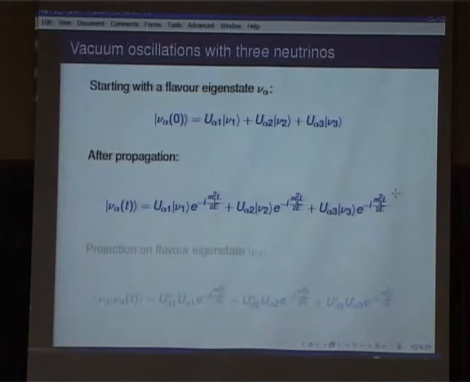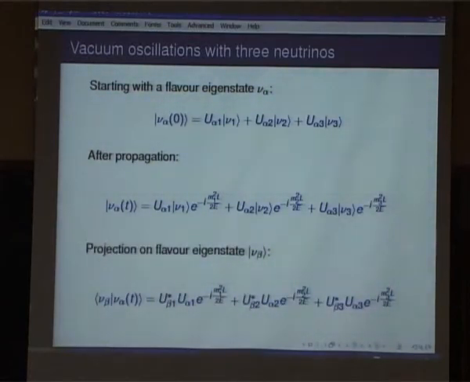Very straightforward. Now, we want to figure out after time t how much of this state has become some flavor state beta. So it's like we started with nu mu, propagated, and are trying to see how much of that has now become nu tau. Beta can be equal to alpha or not equal, it doesn't matter. Just take some flavor state. So I take this state nu alpha at t, and I project it onto some state, nu beta.